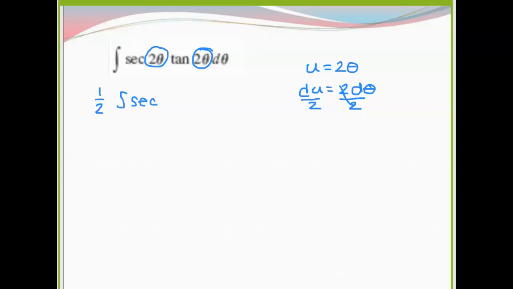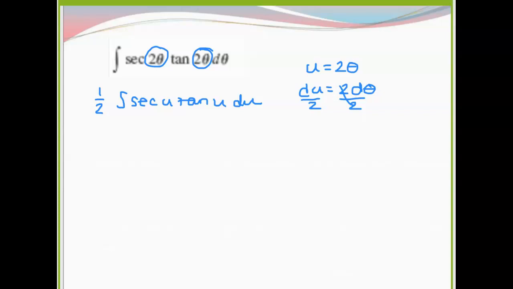This looks really close to its normal rule, but we can't have a 2 inside there. So I got to change my 2 theta to u. So you get du equals 2 d theta. So that 2 is the extra part. So you have 1/2 the integral of secant u tan u du.